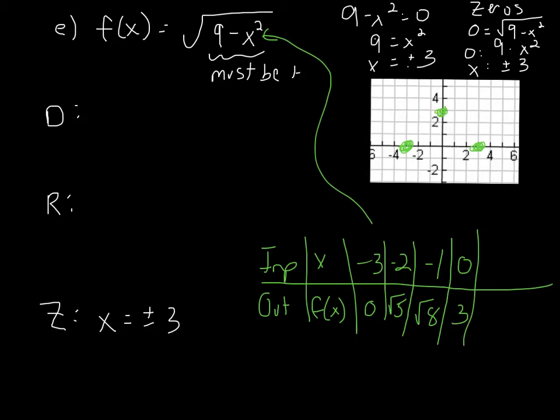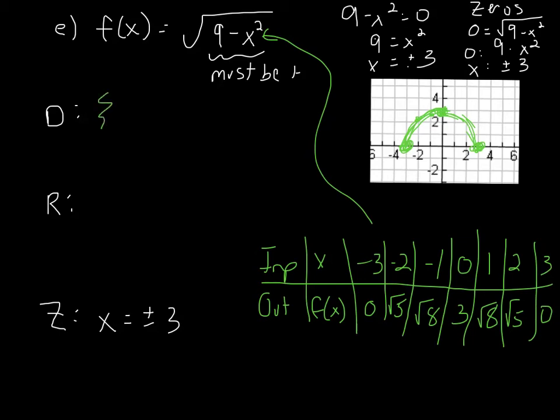So I had negative 2, square root of 5. That's about 2.2. Negative 1, square root of 8. That's about 2.7, 2.8. Boom. You see what's happening here? It's half of a circle again. Watch. I bet it's going to do something like that. Let's try 1. 1 is again going to give you square root of 8. 2, square root of 5. And 3, 0. And anything outside of that window is going to give you an undefined value.